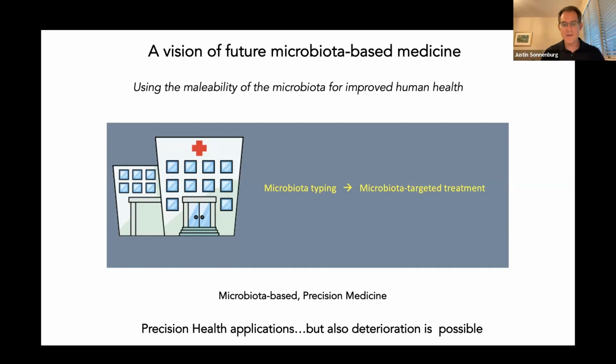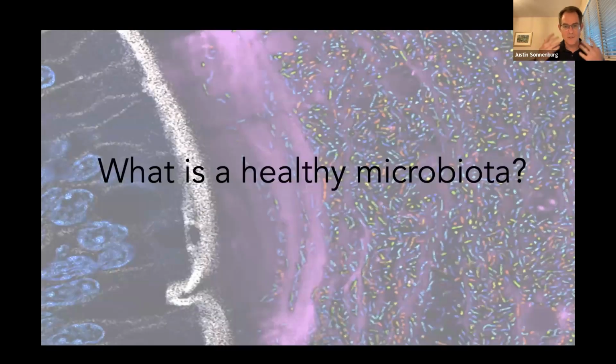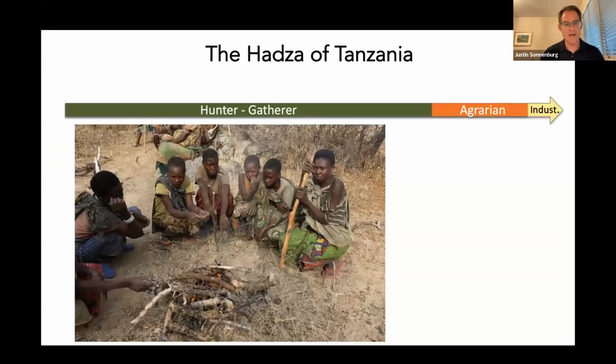But in addition to the precision health applications, it's also quite likely that this malleability is a vulnerability, that the deterioration of our gut microbiome is also possible if we don't take care of this community. And so, one of the questions that we've been asking is, what are we striving for in the gut microbiome? What is a healthy microbiome or microbiota? And this is obviously going to be different for everyone to some degree, going to be different depending upon your health considerations, upon the time in your life that you're thinking about. But there are probably some general rules that we can come to understand.